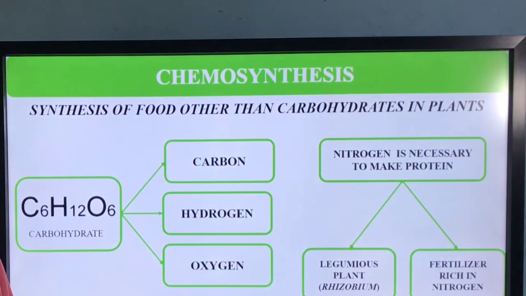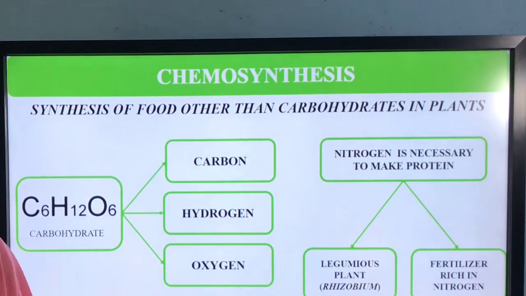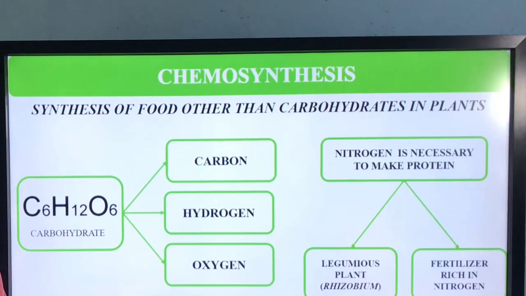Now using this nitrogen, the plant prepares protein also. So in this way, using simple elements like carbon, hydrogen, oxygen and nitrogen compounds, the plant prepares other components of food like fat and proteins.